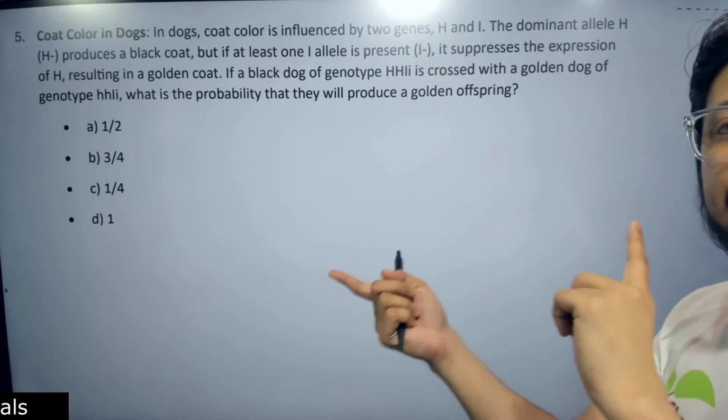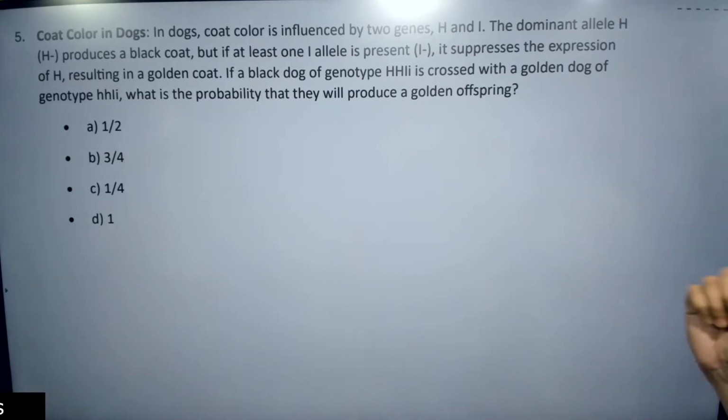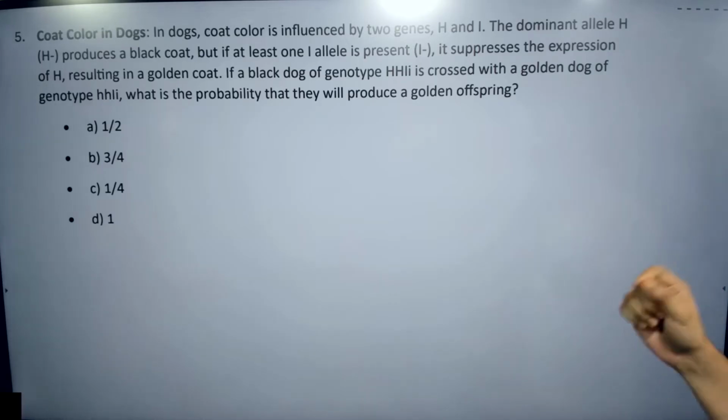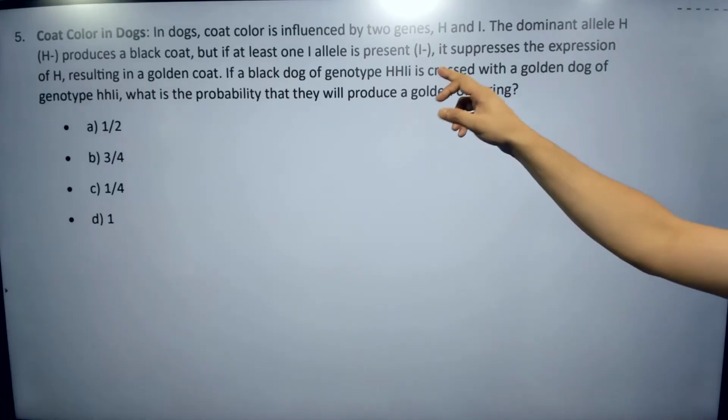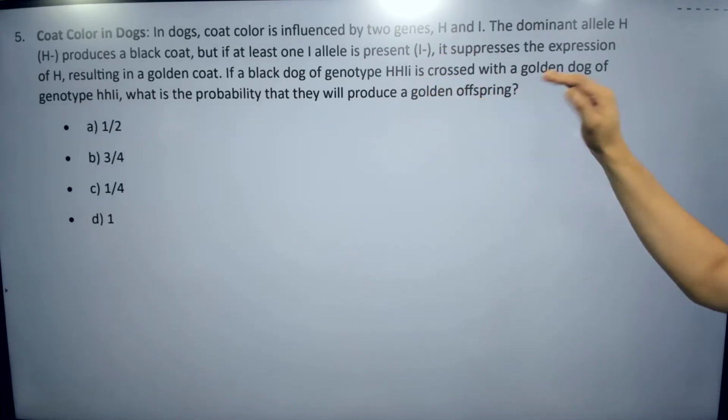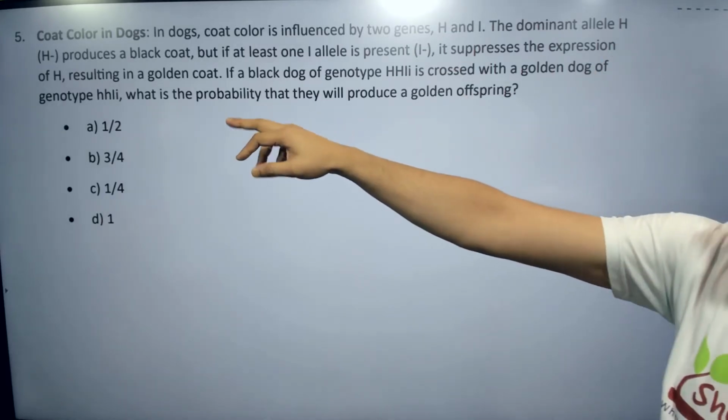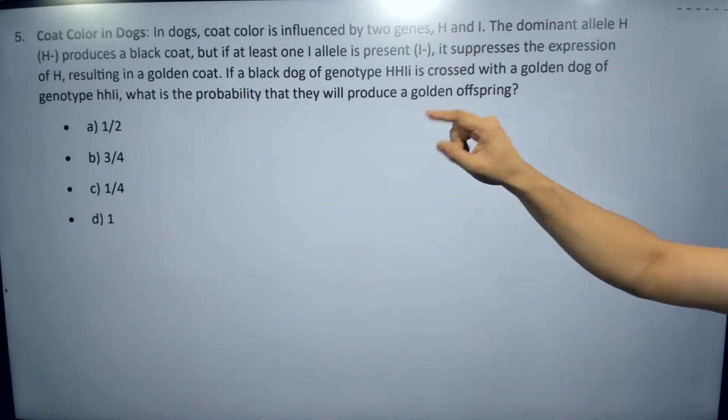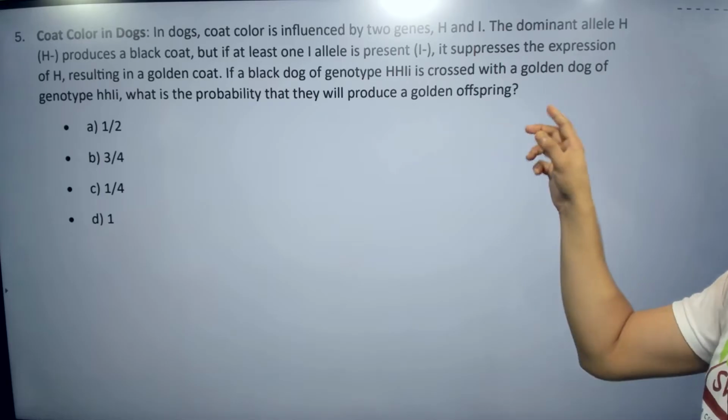So again we are looking at gene interaction. If a black dog of genotype HHIi, capital H, capital H, capital I, small i, is crossed with a golden dog of small h, small h, capital I, small i, what is the probability that they will produce a golden offspring?